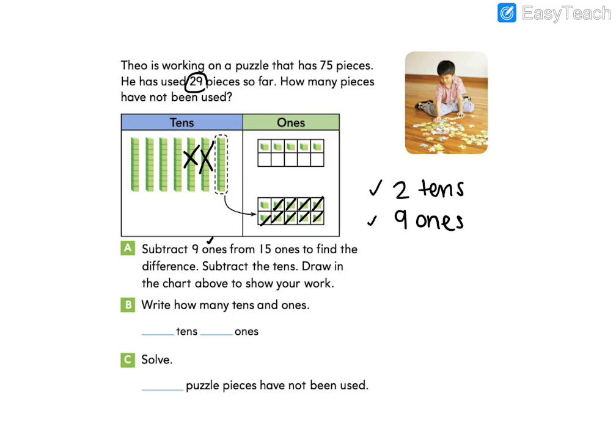So how many 10s are remaining now? 4. And how many ones? We have our 5 and 1 more. So go ahead and solve. How many puzzle pieces have not been used? If you answered 46, you are correct, because 4 10s and 6 1s is equal to 46.